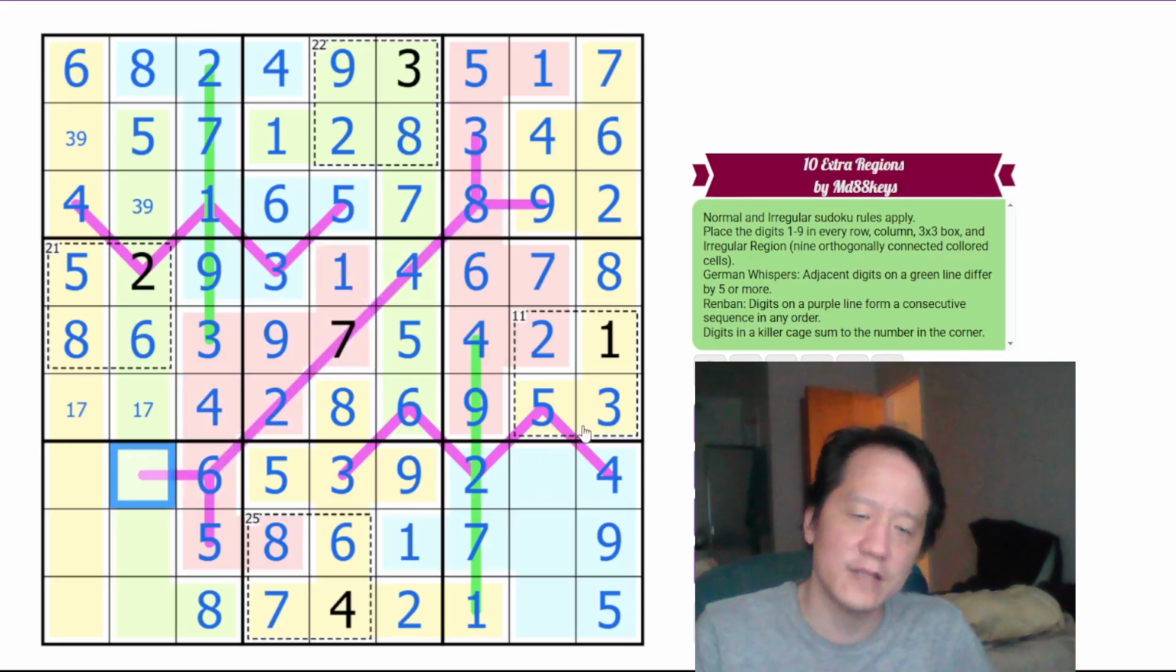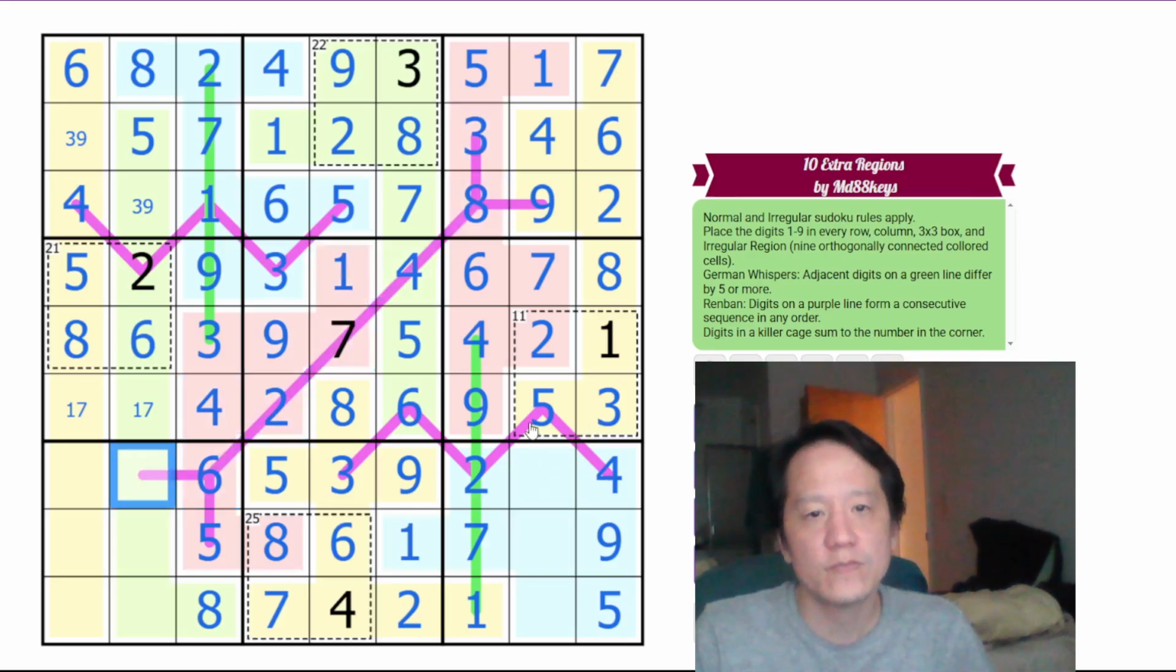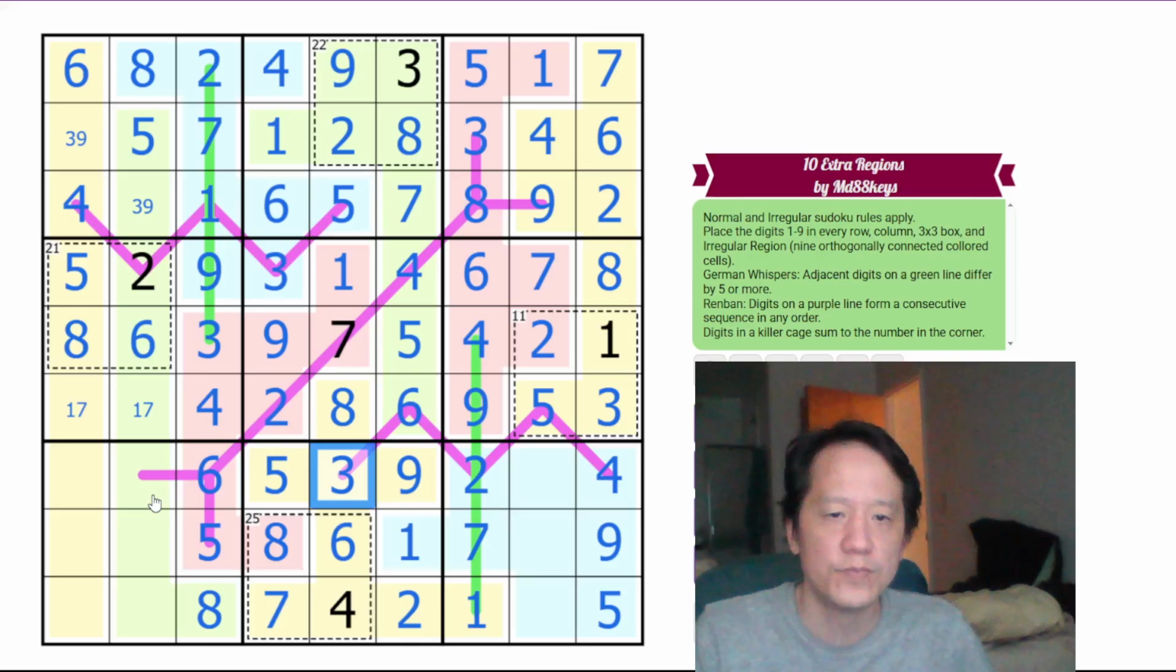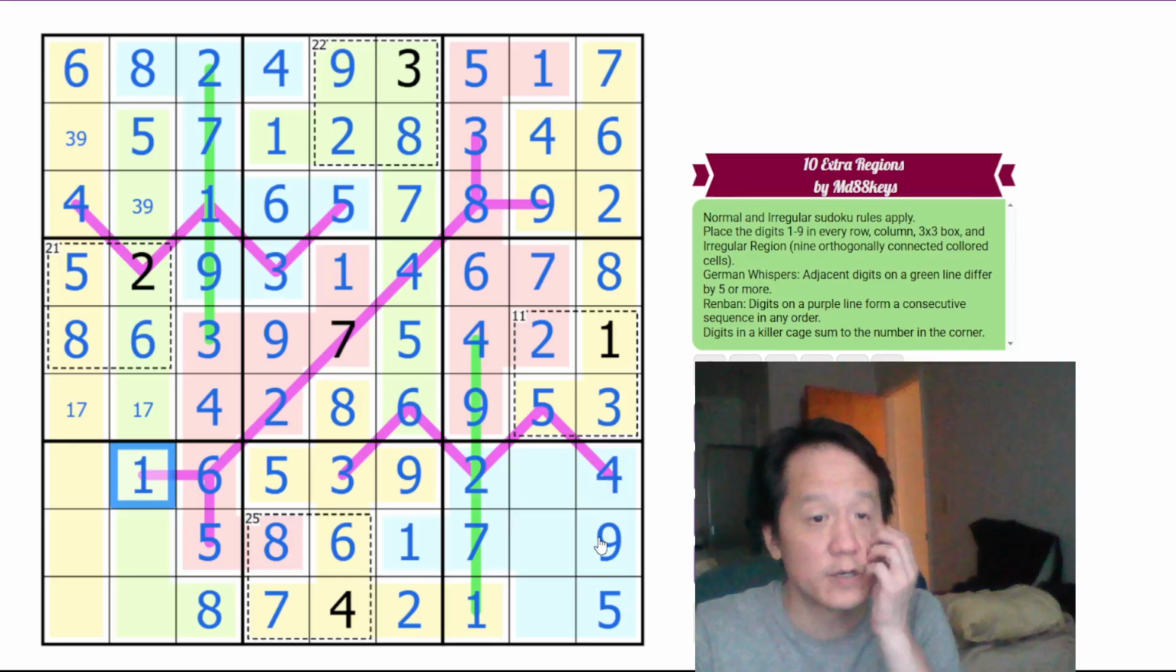This is likely 1. 2, 3, 4, 5, 6, 7, 8, and 9. It could technically become an 8 again, but 8 can't be there. 9, 8, 7, 6, 5, 4, 3, 2, 3. 3 can't be here. So to form a sequence, this has to be 1, which is normal Renban rules.